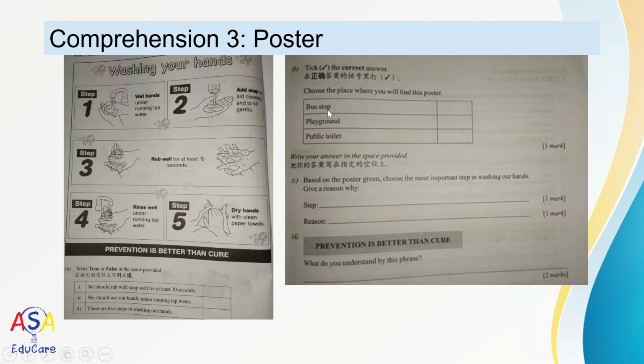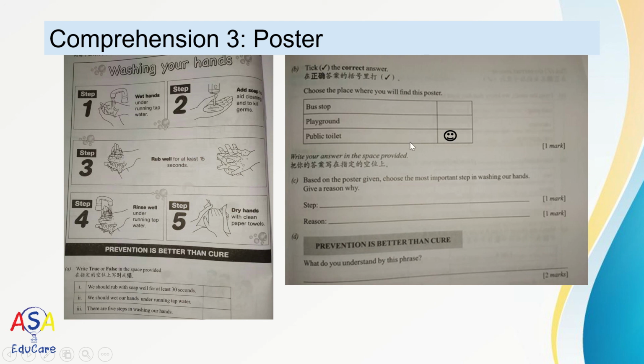Okay, bus stop. It should be somewhere that has a sink, right? And a basin for you to wash, correct? So will a bus stop have it? Will a playground have it? Will a public toilet have it? Okay, I think we all know the answer. It should be public toilet. Okay, don't put a smiley face, put a stick.